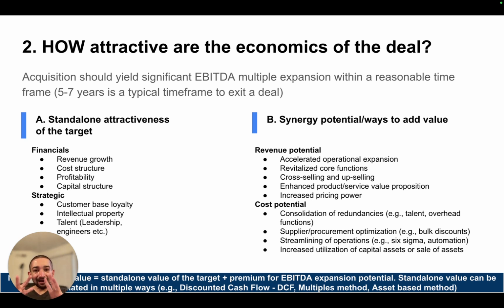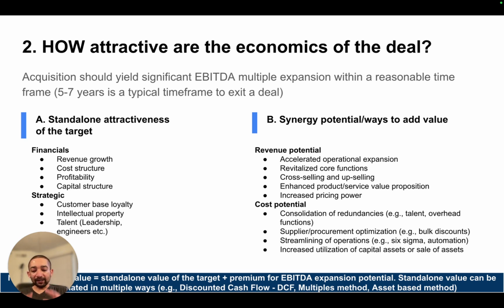So this is how you have to really adapt this particular bucket depending on the answer to the question about the underlying motivation of this acquisition. Okay. And finally, once you've done this, you should be able to come up with a standalone value plus the premium for EBITDA expansion potential, and this will give you a fair value deal, right?